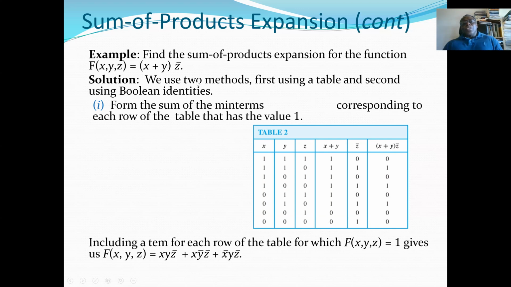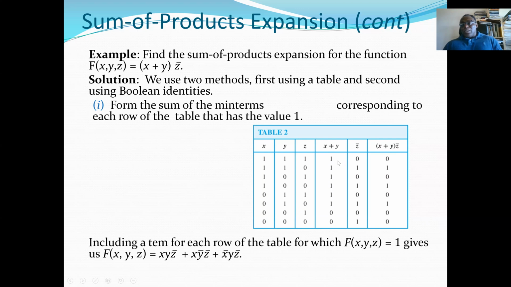Now I know that the expression is x plus y times z invert. So I'll look for z invert also. So anywhere z is 1, z invert will be 0. So 1 is 0, 0 is 1, 1 is 0 again, 0 is 1, 1 is 0, 0 is 1, 1 is 0, 0 is 1. So we have z invert now. Now the expression is what? x plus y times z invert. So I'm going to multiply the 4th and 5th column together. x plus y times z invert.